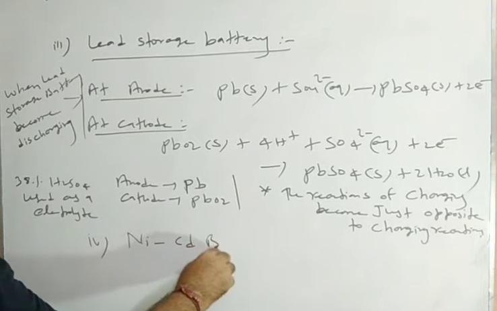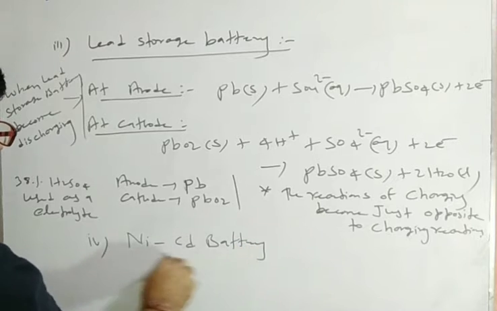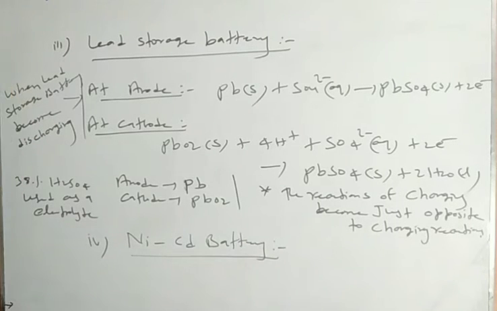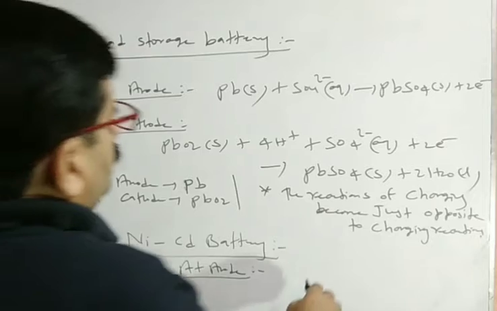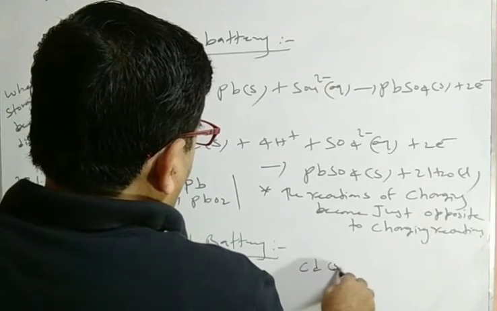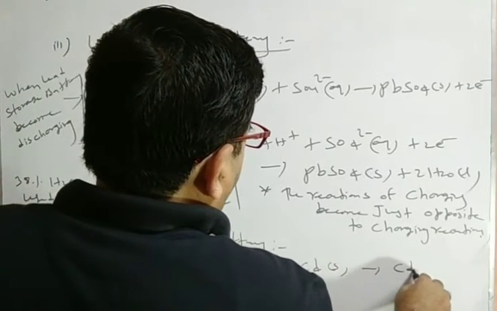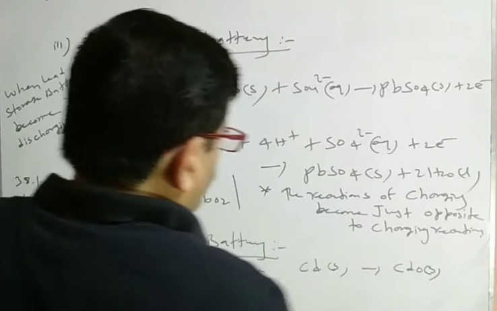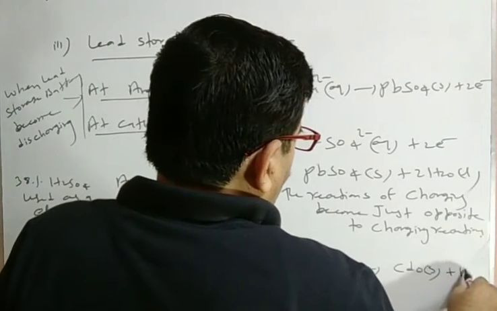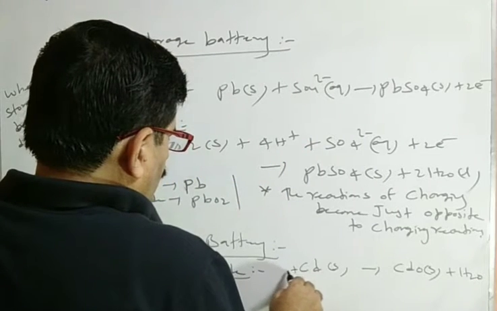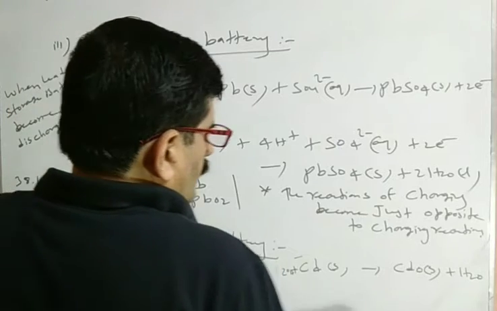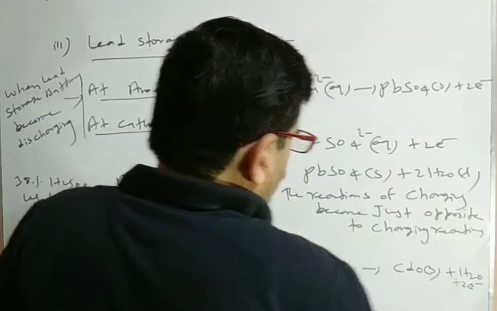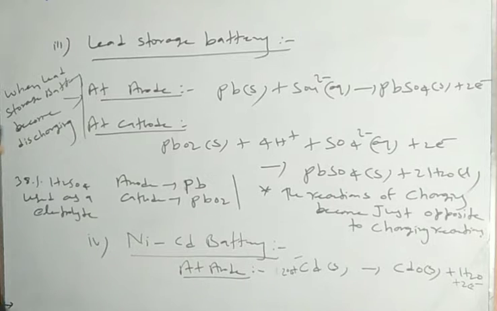At the anode, cadmium solid is converted into cadmium hydroxide. Here we add 2 OH minus, and the products are Cd(OH)2 plus 2 electrons. This reaction proceeds at the anode.